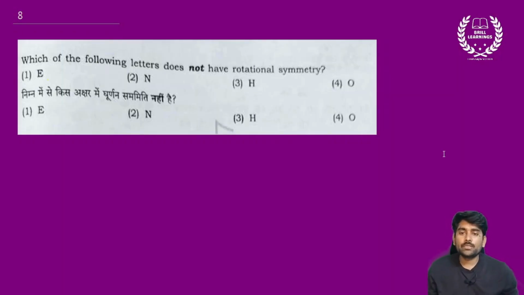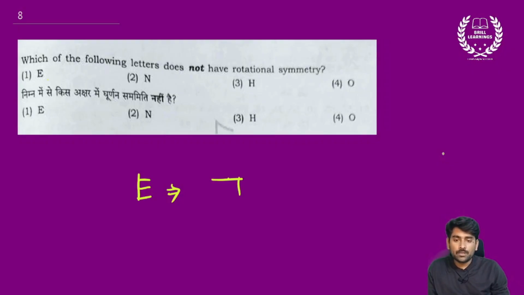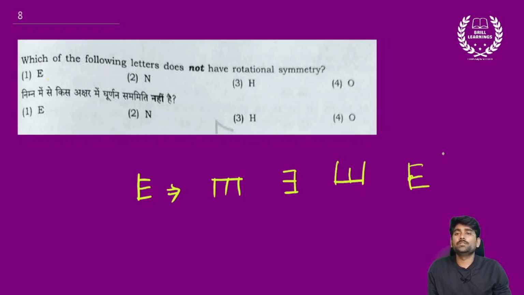Here, if you observe the question, they have mentioned "how". How means there should be more than one rotational symmetry for 360 degrees. If you observe the first letter, E, if I rotate it by 90 degrees, it will become like this. At 180 degrees, it will look like this. And for 270 degrees, it will look like this. For 360 degrees, it will be back to the original position. So for 360 degrees, it has only one rotational symmetry.